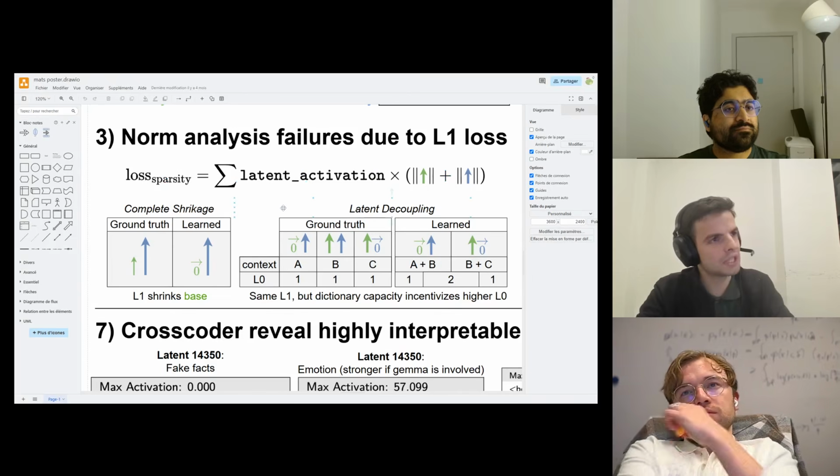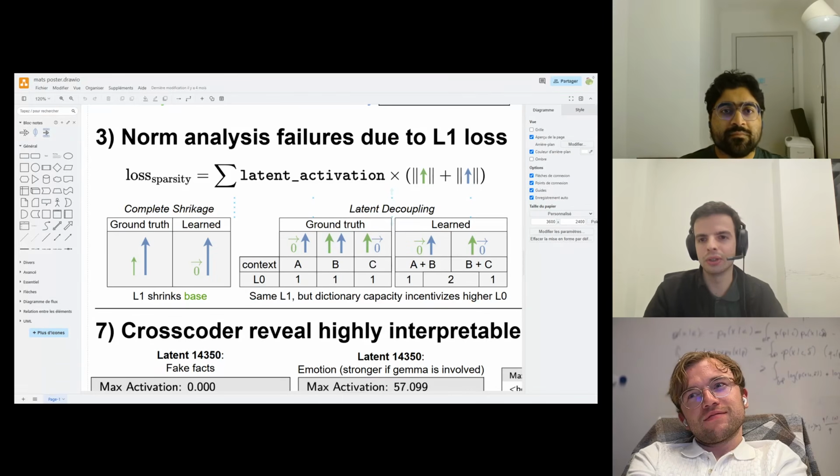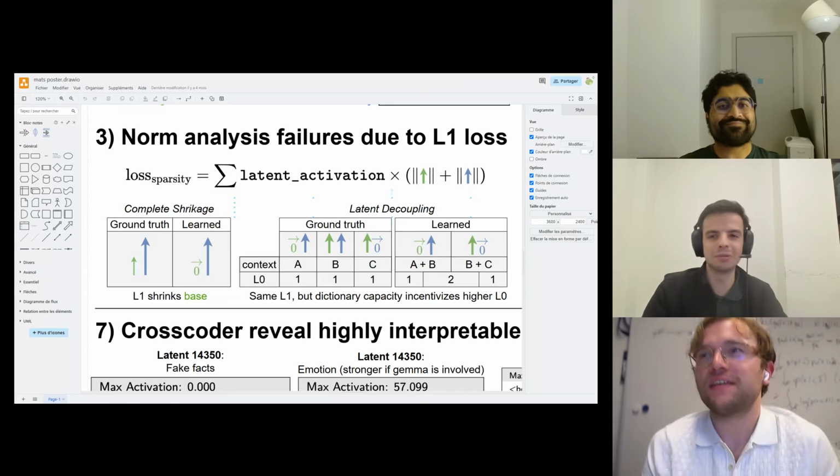The crosscoder is trained to both reconstruct properly the activation of both the base and did I cut out or no? You just cut off from my side. Yeah, I saw this. Okay, so let me resume.